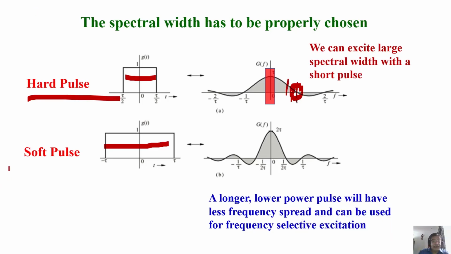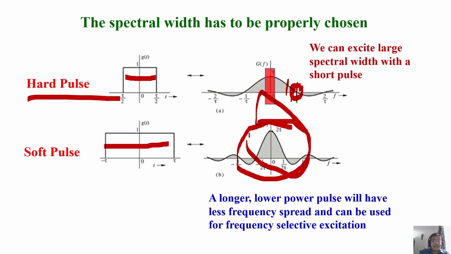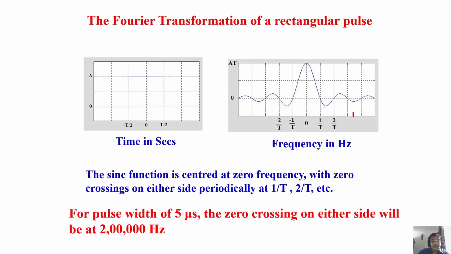So remember, where do we use a soft pulse? There are what are called selective excitation experiments. In such experiments, we use a very soft pulse. This is called a soft pulse, a broader pulse. So it excites only a narrow region. So this is the thing you should remember.